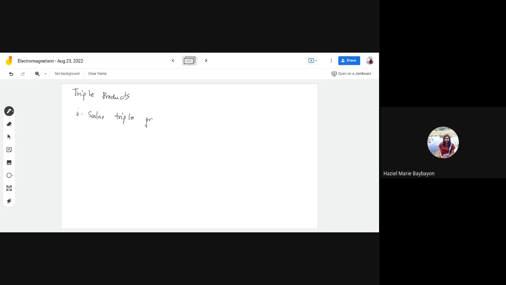Scalar triple product. That is when we get the dot product of a vector and the cross product of two vectors. So, what is the answer here, class? We can get a vector quantity out of this, no? If we take the cross product of two vectors, we get a vector quantity, and then if we dot it with another vector, we get a scalar. That is why it is called a scalar triple product. Now, what is the geometrical meaning of the scalar triple product?